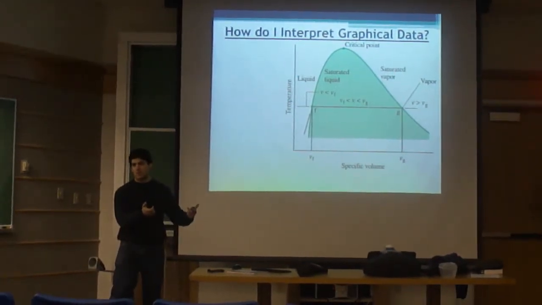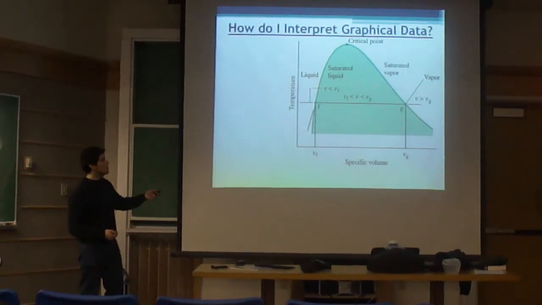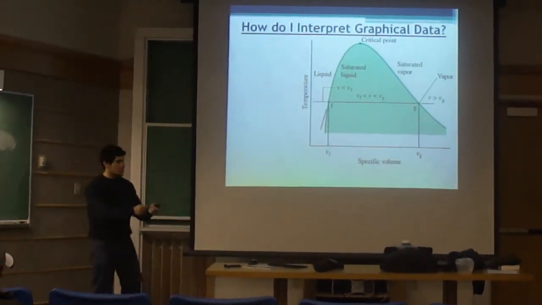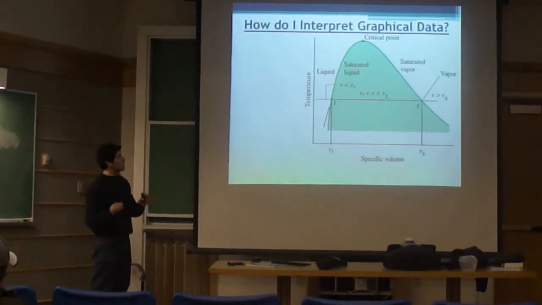Does that make sense? And I'll show you how to utilize this with the table in an example problem, because that's the most important. So does everyone kind of understand that?